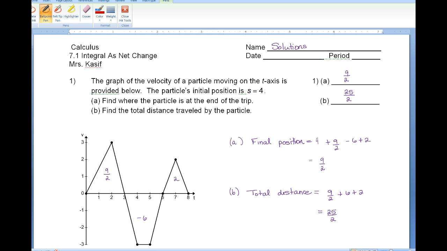So you have velocity. We want to find, oh, and it says the initial position. So another way to write this would be s of 0 equals 4. So we want to find where the particle is at the end of the trip. On the first page of our notes for chapter 7, you had a bunch of different formulas and information about particle motion. It says on there, if you want to find the final position, it's initial plus the displacement.